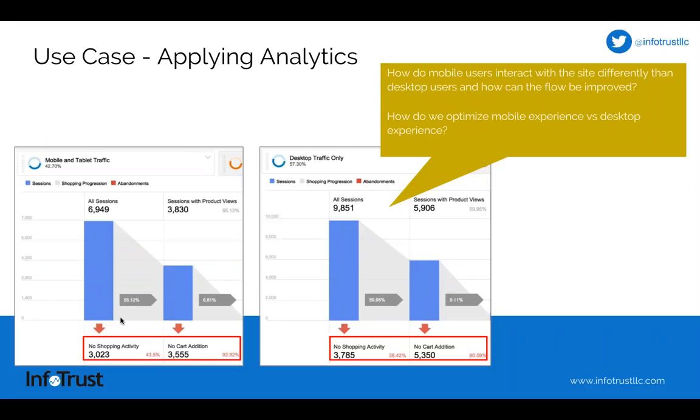Wanted to show just one quick use case of how this data can be applied. For one of our clients, they have a different checkout funnel on their mobile site than they do on their desktop site, or just generally it's a different site entirely. So the flow on mobile, you can see here the data, though they have less volume in total, they do have a higher drop-off rate at the all sessions stage here. But on desktop, their checkout funnel is actually better than it is on mobile.